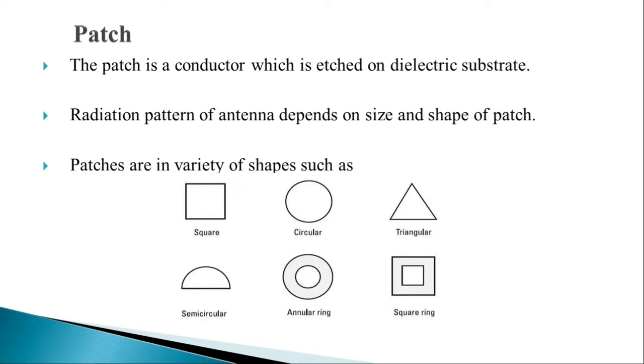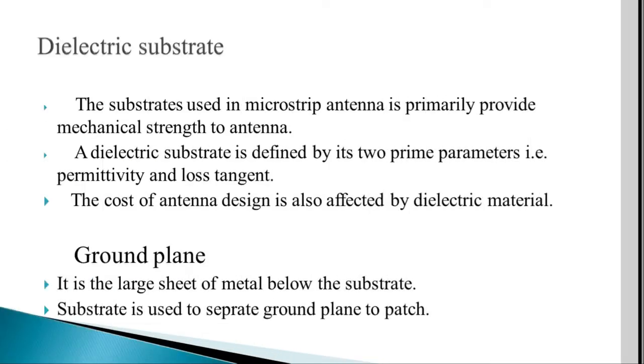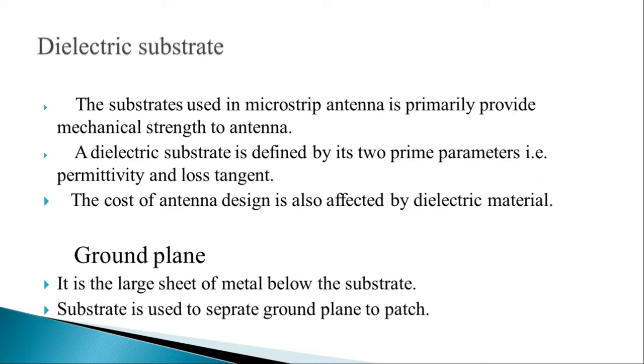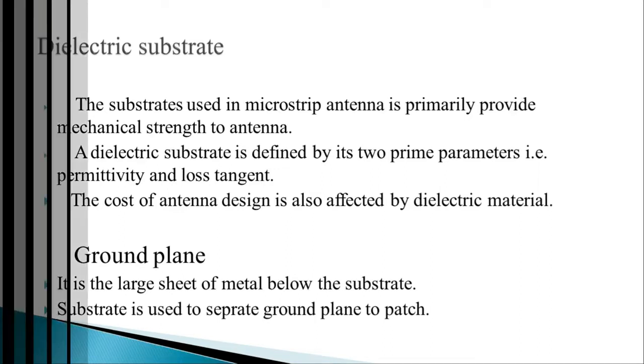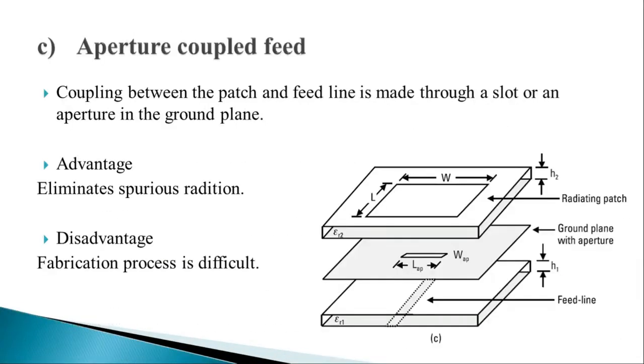Patches are in variety of shapes such as square, circular, triangular, semicircular, etc. And dielectric substrate provides the mechanical strength to the antenna. Cost of antenna design is also affected by the dielectric material. Ground plane: it is a large sheet of metal below the substrate and it is used to separate the ground plane from the patches. There are various feeding techniques for the antenna design.